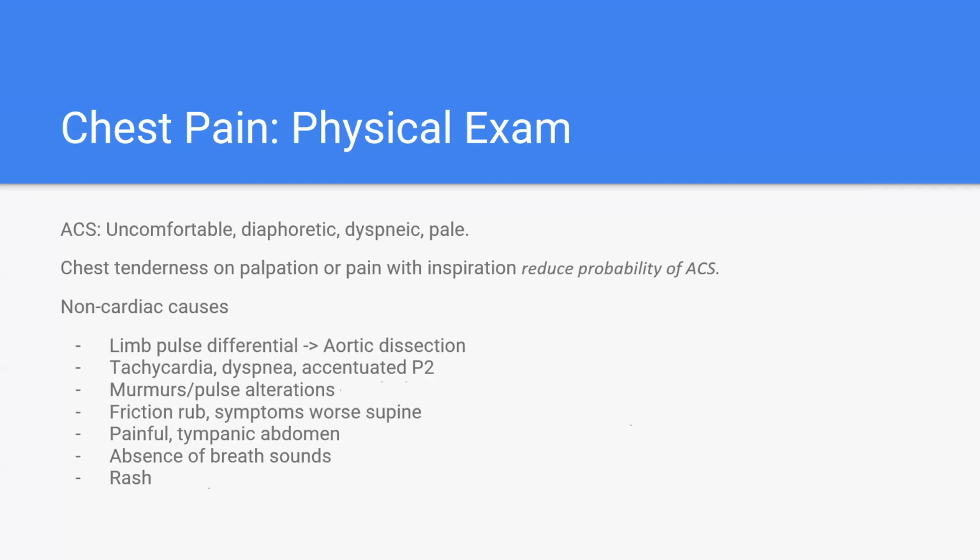This next one, these are classic buzzwords: tachycardia, dyspnea, P2. Murmurs, pulse alterations. So someone has a murmur that wasn't there before. Yeah, that's structural heart things. Friction rub, symptoms worse with inspiration: pericarditis. Painful tympanic abdomen or any kind of abdominal symptoms. Yeah, that's your acute abdomen. So really any GI things. Esophageal rupture, I guess in our guy's case, but really any of those GI things.